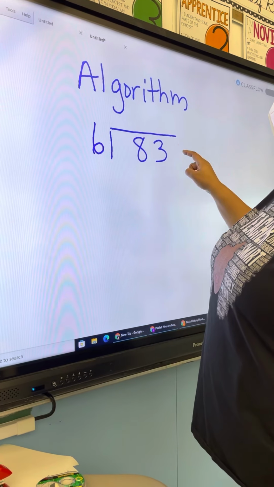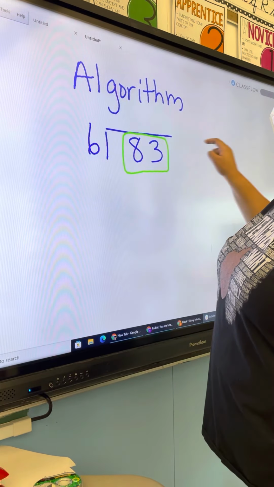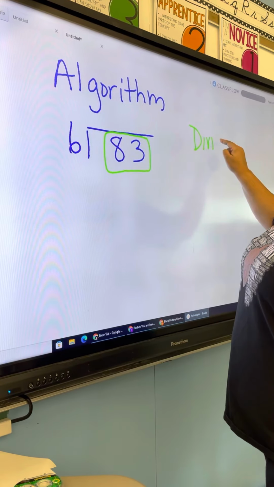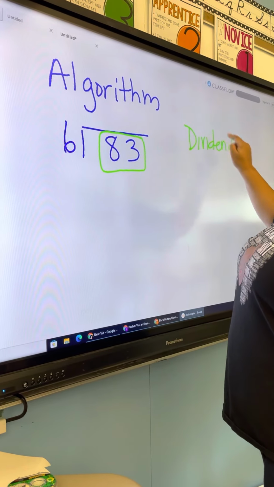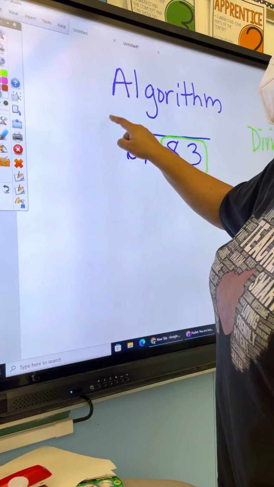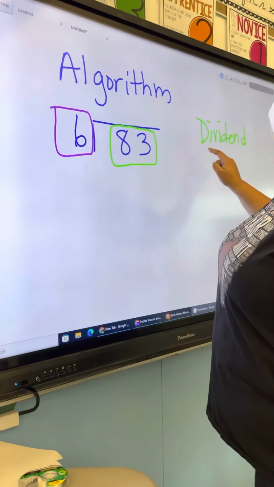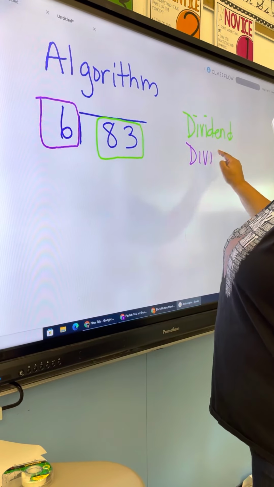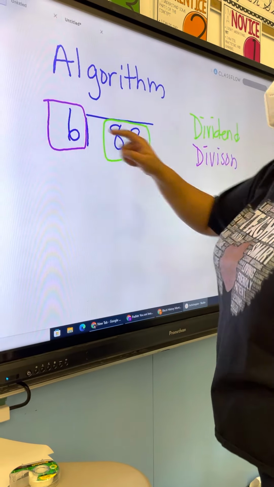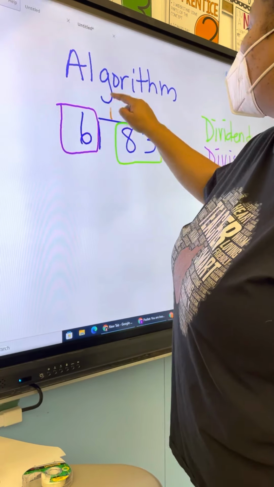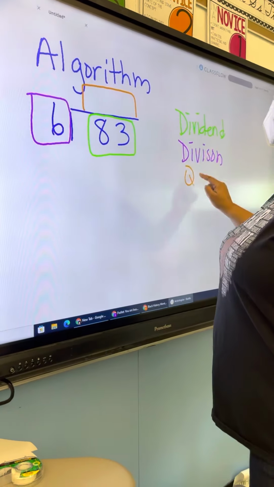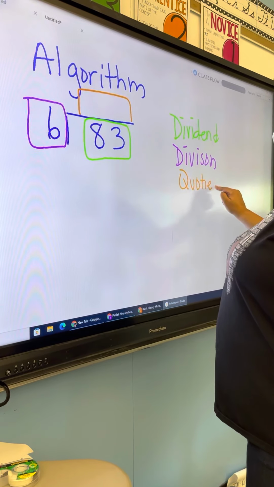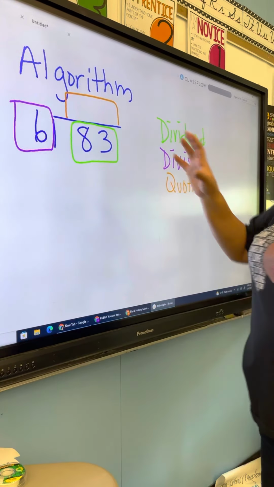83 is my dividend. 6 is my divisor, and the answer is going to go up top. That is my quotient. Just to give you some idea of what's going where.